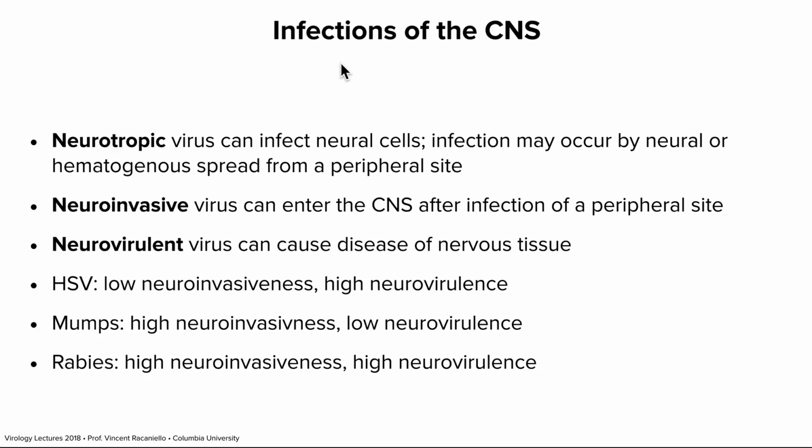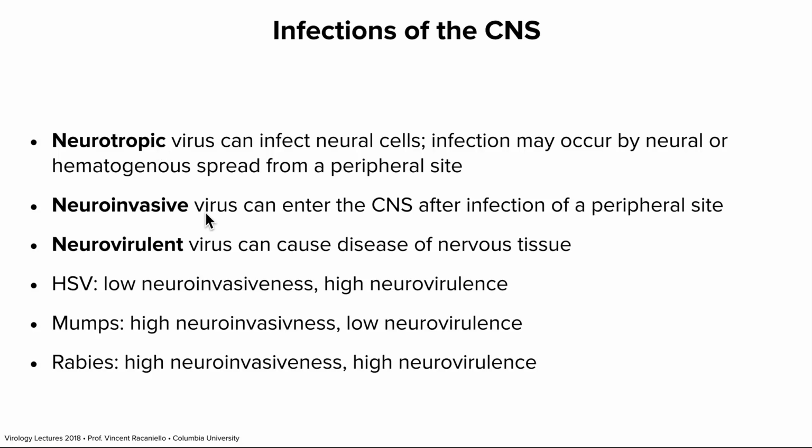When we talk about infections of the central nervous system, we use specific words. I want you to know what these are because I'll use them. First is neurotropic. Neurotropic means the virus can infect neural cells. It doesn't matter how the virus got there. It could be from the periphery, from a nerve, from a blood vessel. Doesn't matter. As long as the virus can infect and replicate in the cell, it's neurotropic.